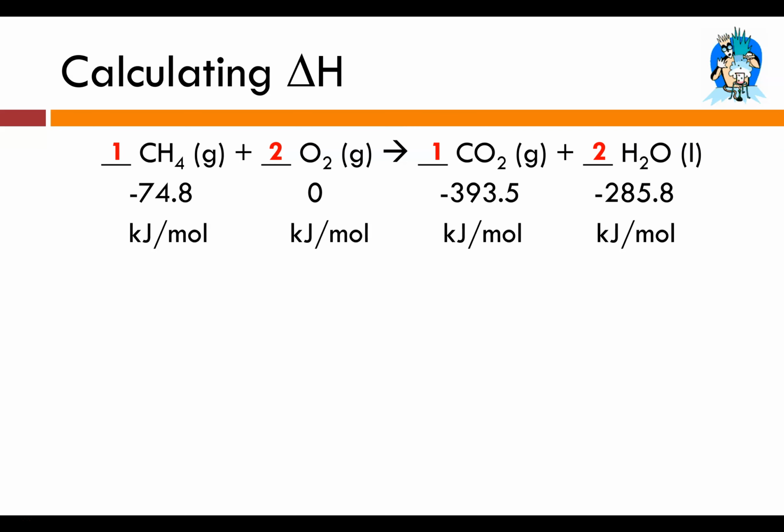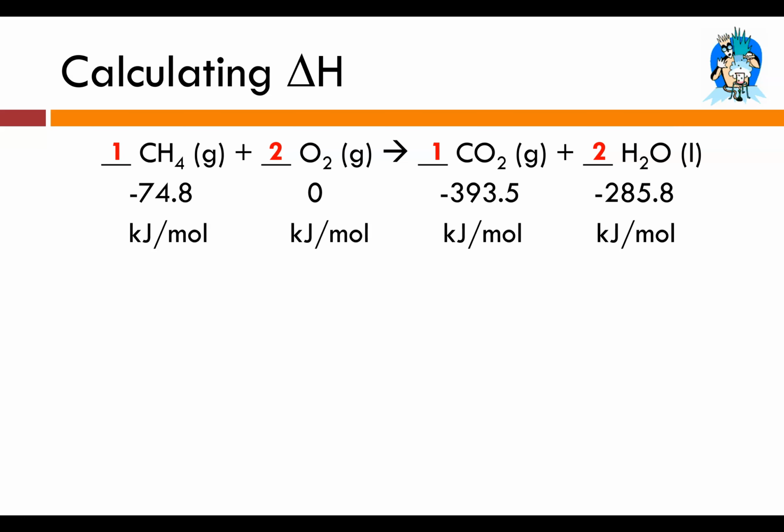Directly underneath the compounds and elements, I've provided you with the delta H value. So the heat of formation for methane, for example, is negative 74.8 kilojoules per mole. Oxygen is an element in its standard state, so it has a heat of formation of 0. And we've got carbon dioxide as a gas and water as a liquid. Which is the most stable of these molecules? The more negative the heat of formation is, the more stable the molecule is. So in this case, carbon dioxide would be the most stable of the 3 molecules listed.